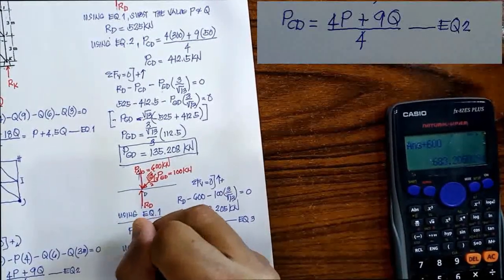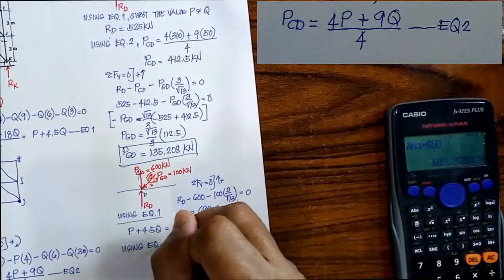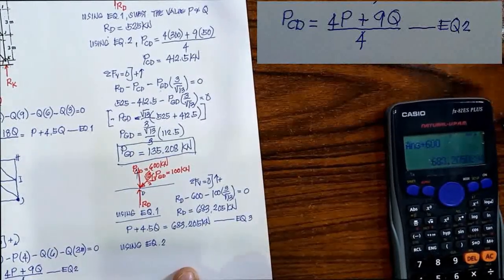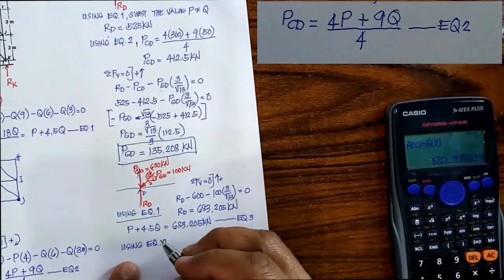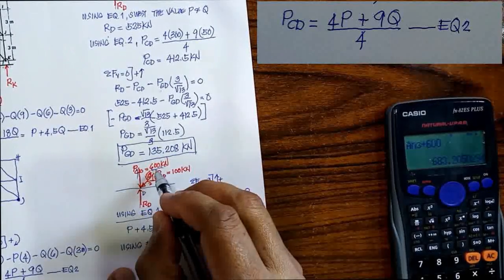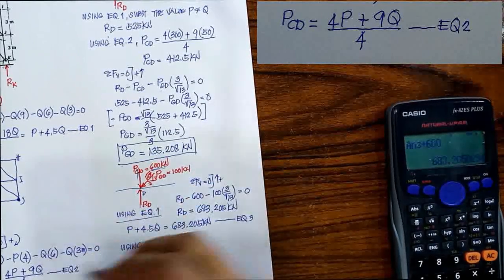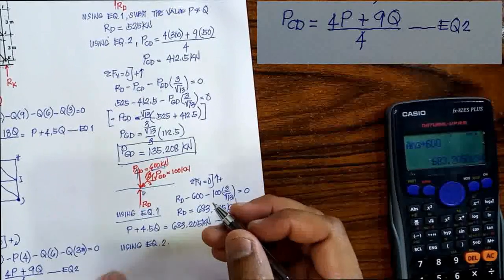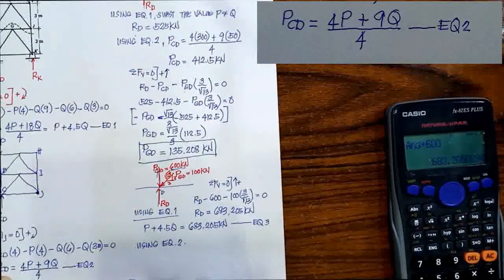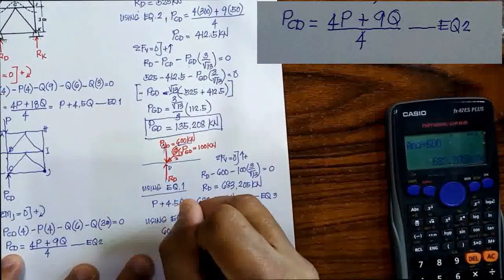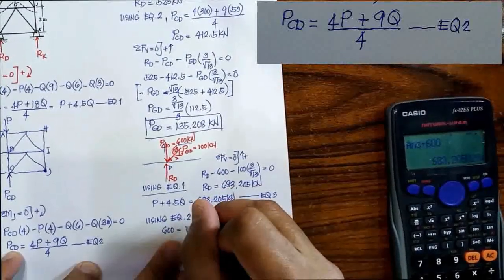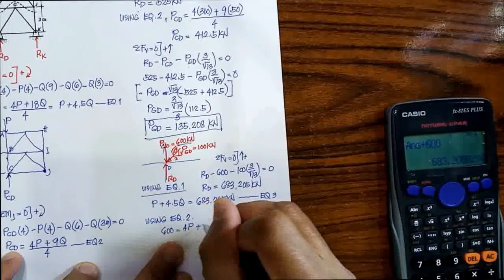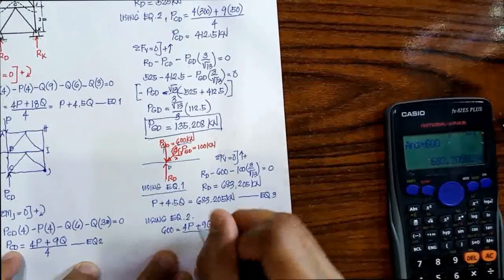Using equation 2, apply the value of PCD of 600 kilonewton to equation number 2. So 600 equals 4P plus 9Q divided by 4.